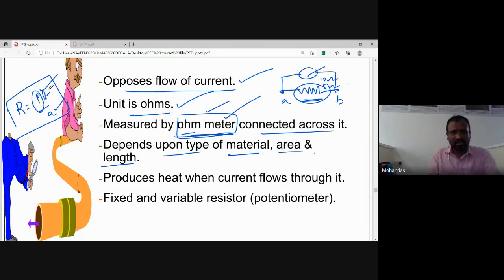It depends on these particular parameters. So it depends on the material, that is rho. Rho is different for different materials, and area and length. And it produces heat when the current flows through it. I will give you a best example for this. Heater.